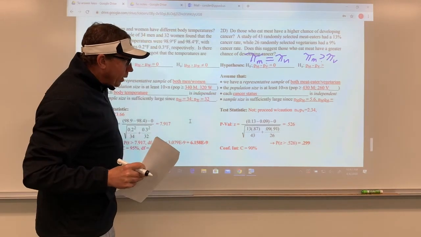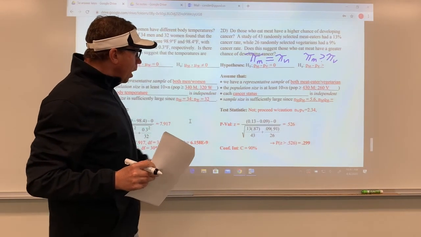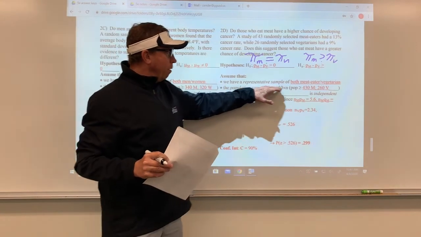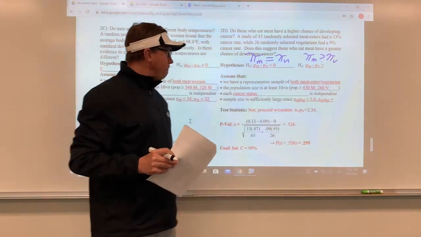Let's go through our assumptions real quick. We have a representative sample of both meat eaters and vegetarians.